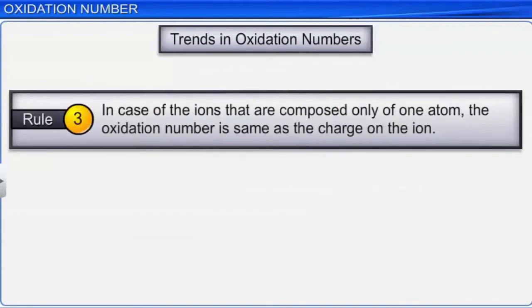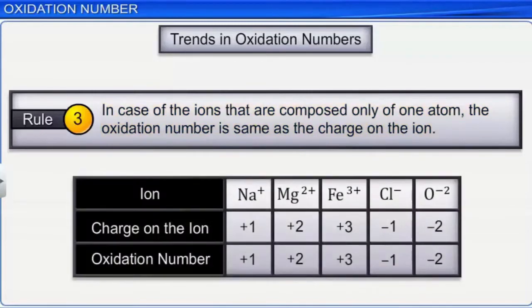The third rule is that in case of the ions that are composed only of one atom, the oxidation number is same as the charge on the ion. For example, the oxidation number of sodium ion is +1, magnesium ion is +2, ferric ion is +3, chloride ion is -1, and oxide ion is -2.